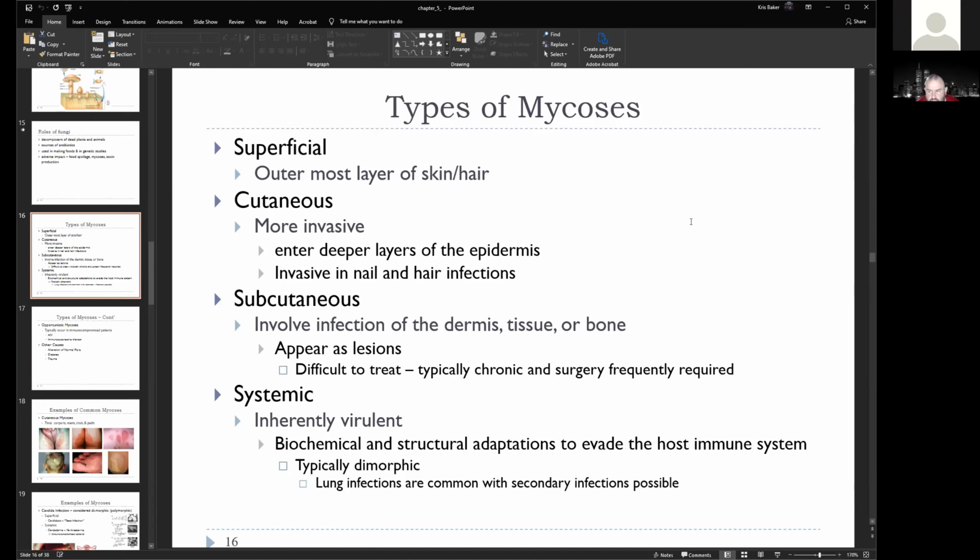But obviously, once they get into the bloodstream, that's when you have trouble. And they have some structural adaptations. They have some biochemical adaptations, a different gene here, a different gene there, very much in the way prokaryotes would, so that they evade your immune system. And you often see these dimorphic infections in people's lungs.